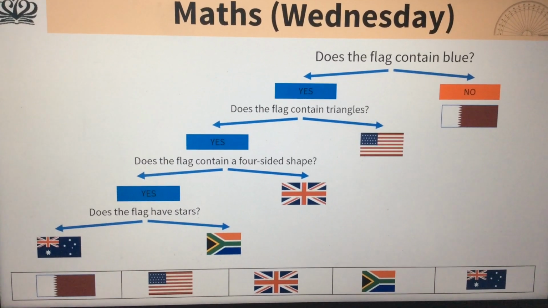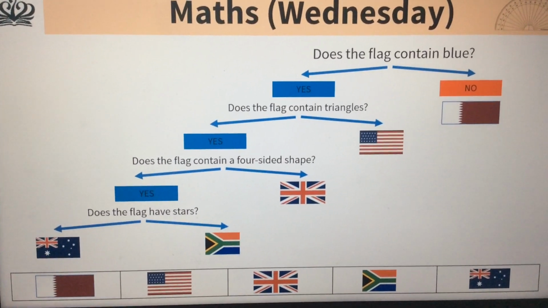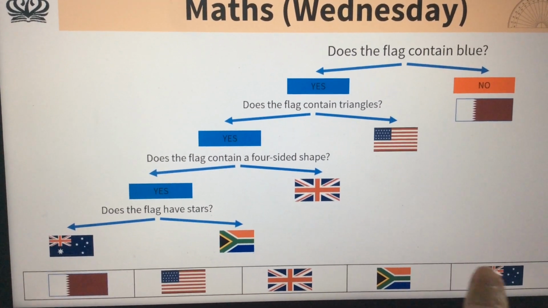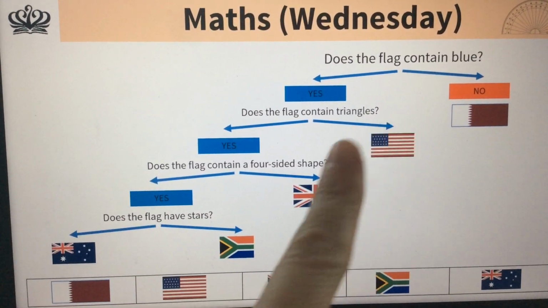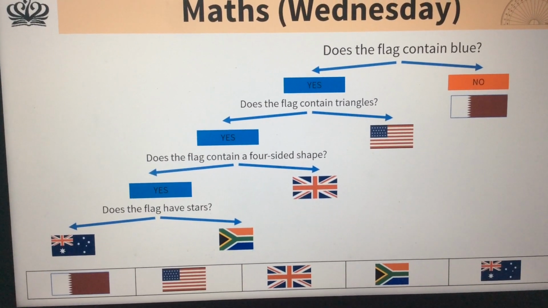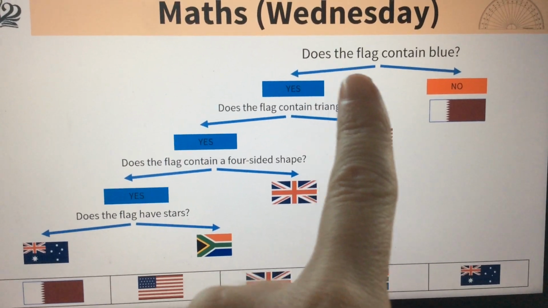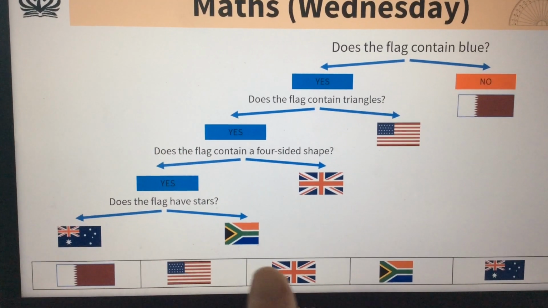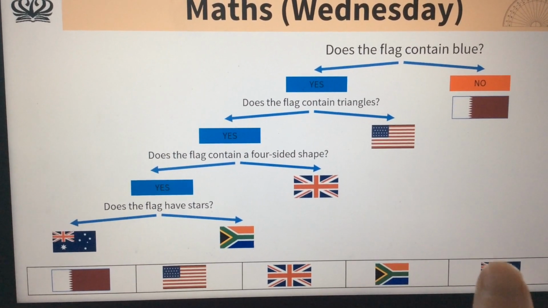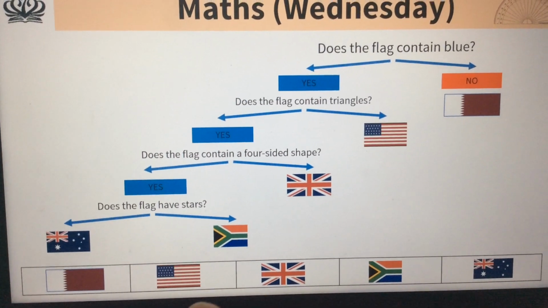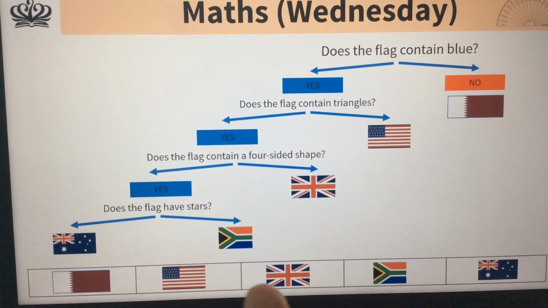Okay, so here you've got another example, which is flags. This time we've got 1, 2, 3, 4, 5 different flags. And we need to ask a series of questions so that we end up with 1 flag at the end of each one. Okay, so does the flag contain blue? No, yes, yes, yes, yes. So the only no one is Qatar, so that's there. Now we're left with these 4 that we need to split up.